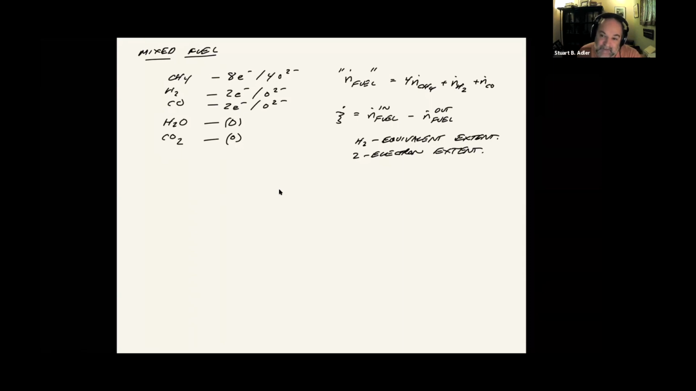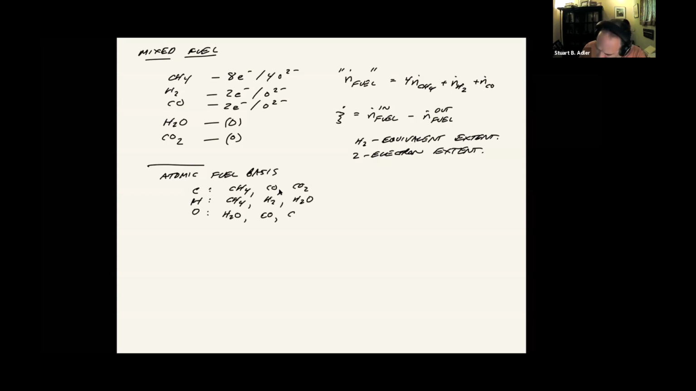The way we've been doing it in the spreadsheet is, again, to look at it from an atomic basis. It simplifies our material balance problem if we think from an atomic balance standpoint. We have C, H, and O in our fuel stream. And which molecule? So C, that's on methane, it's on CO, it's on CO2. The hydrogen is part of methane also. It's part of the hydrogen, it's part of the water. And then oxygen is on H2O, CO, or CO2.